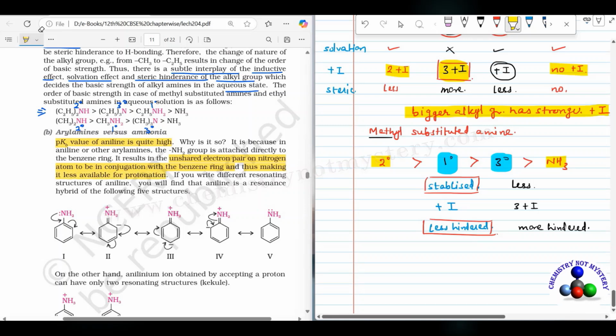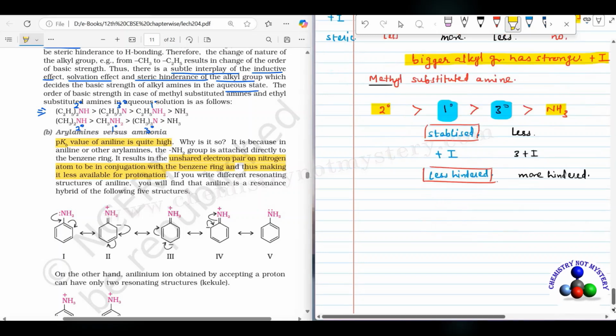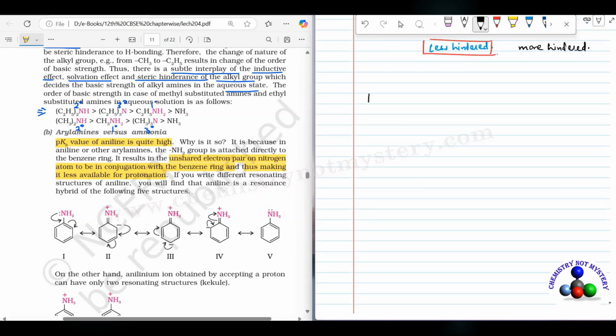If you write different resonating structures of aniline, you will find that aniline is a resonance hybrid of the following 5 structures. So let's draw the resonating structure for aniline. So here this is benzene ring. When NH2 group is bonded to benzene, it is called aniline. So here this is benzene and this is NH2. Nitrogen has a pair of electrons. These pair of electrons participate in the resonance of benzene. So these lone pairs shift between nitrogen and carbon and this pi bond moves to the next carbon.